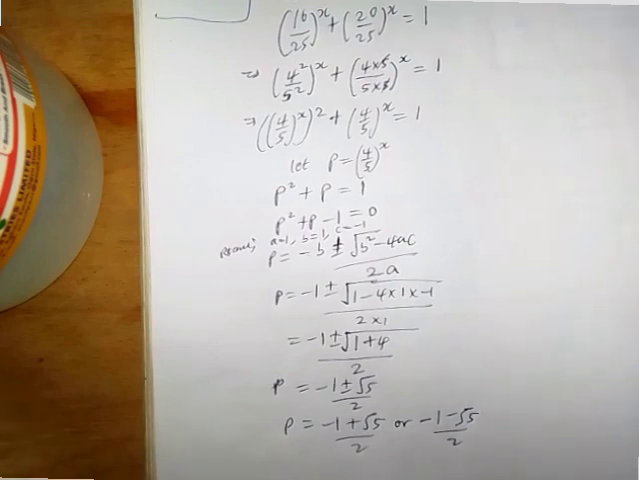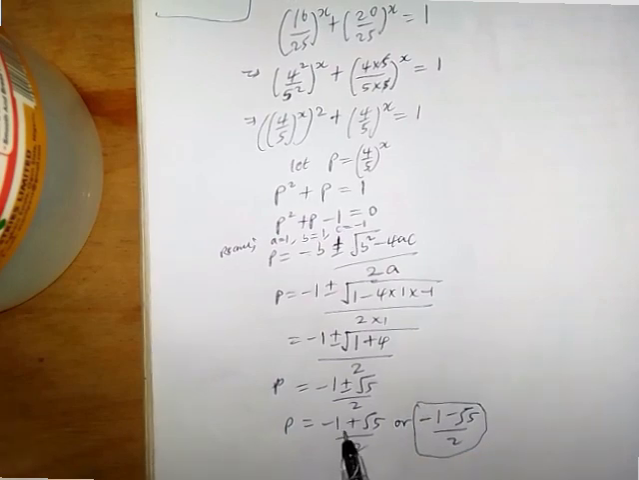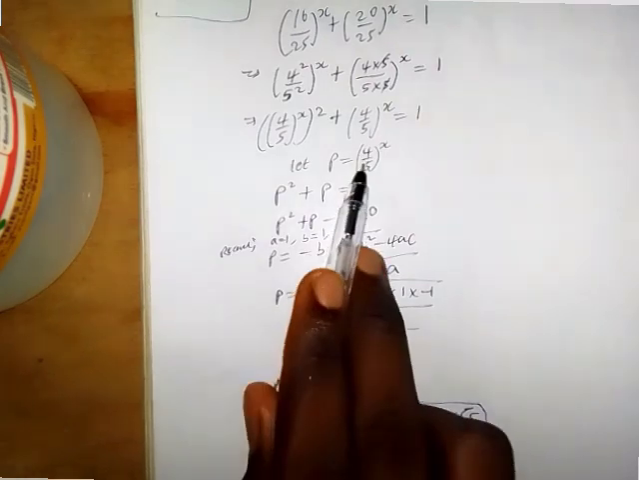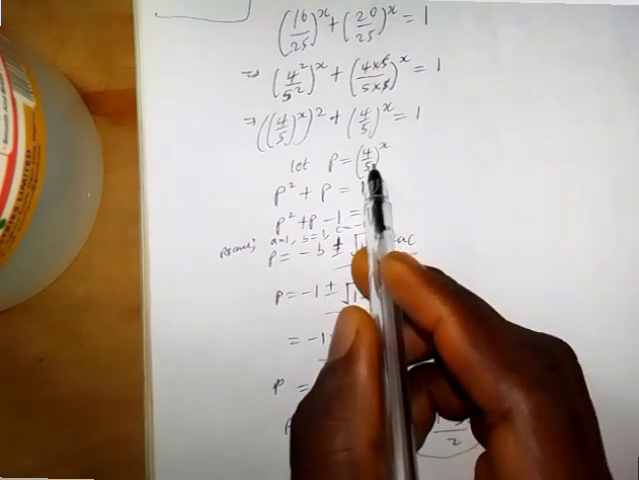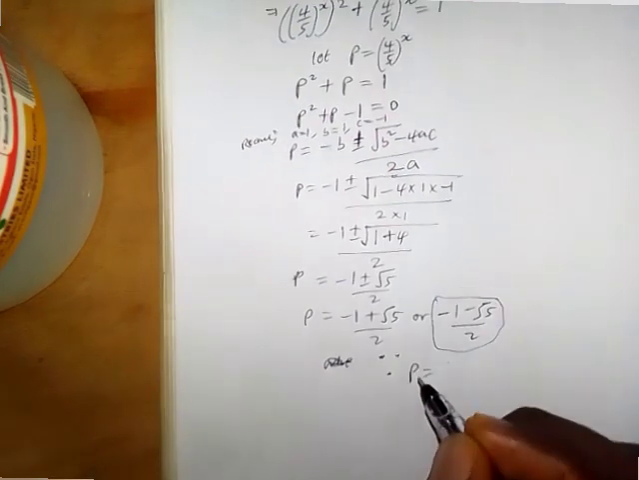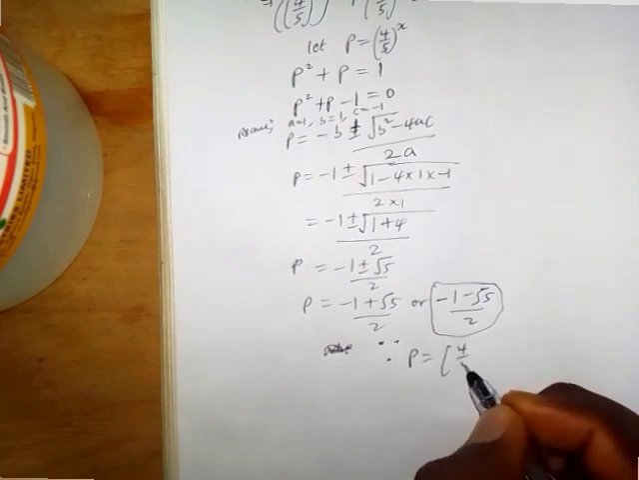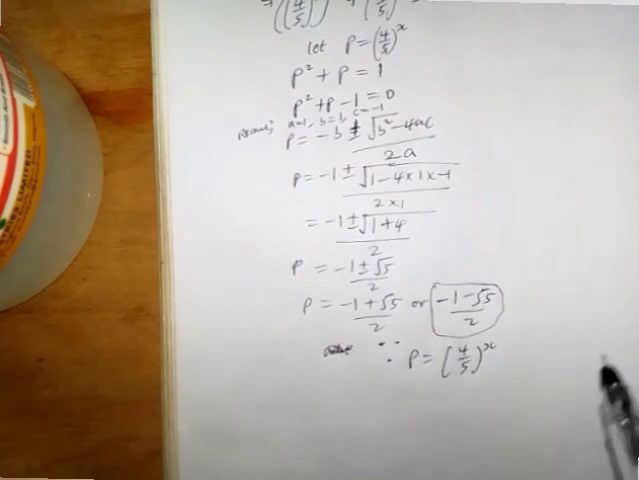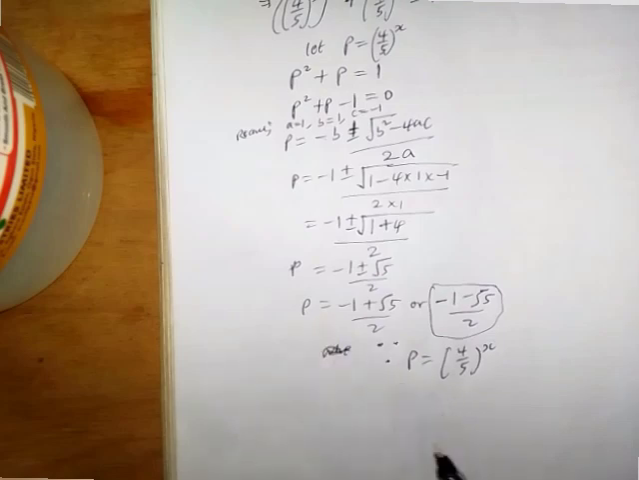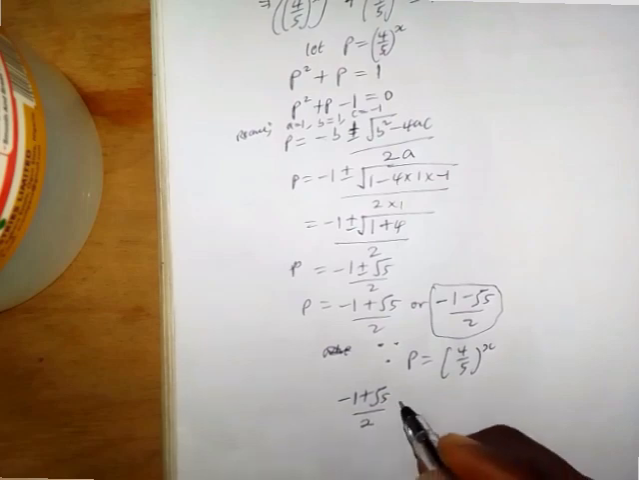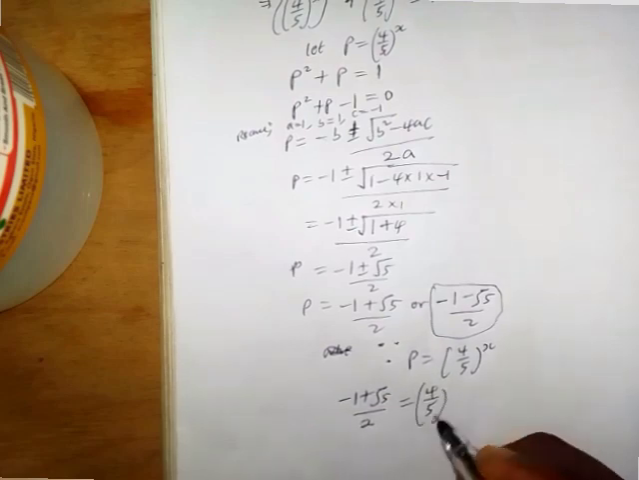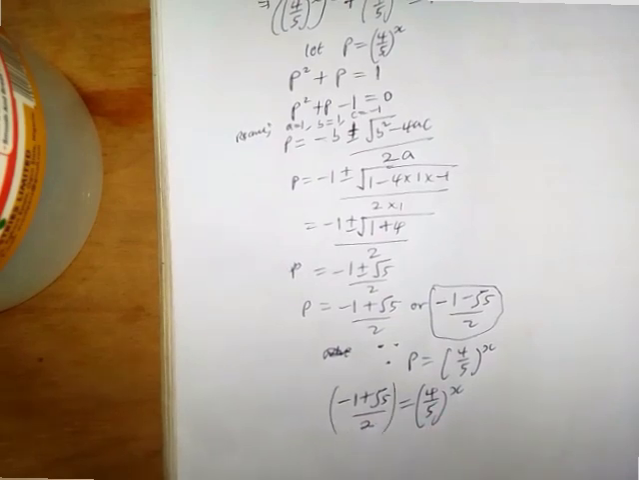But you will observe that the second one, minus 1 minus root 5, is negative, so we are going to ignore this. We are going to consider the positive case, that is when p equals minus 1 plus square root of 5 over 2. So we are going to plug it here. Since p equals 4 over 5 raised to x, now we replace p here. So we have minus 1 plus square root of 5 over 2 equals 4 over 5, everything raised to x. Let's just put this in brackets.